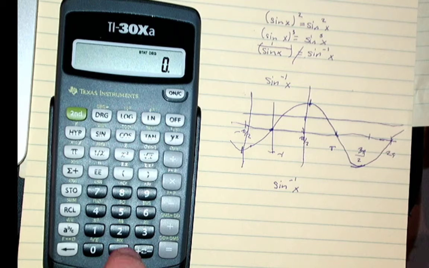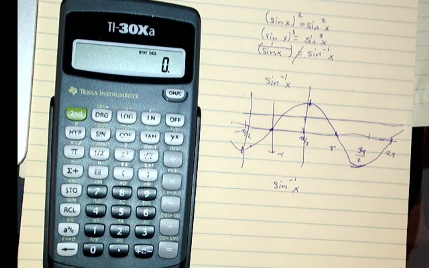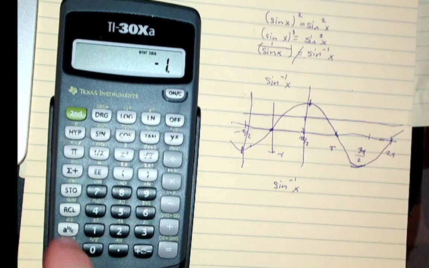So, for example, my calculator currently is in degrees, so that's fine. I could say, sine of what is minus 1? So I put minus 1. So if I put 1 in, there's minus 1. If I say second inverse sine, it says negative 90 degrees. That's where it becomes minus 1. If I say, how about minus 0.5?